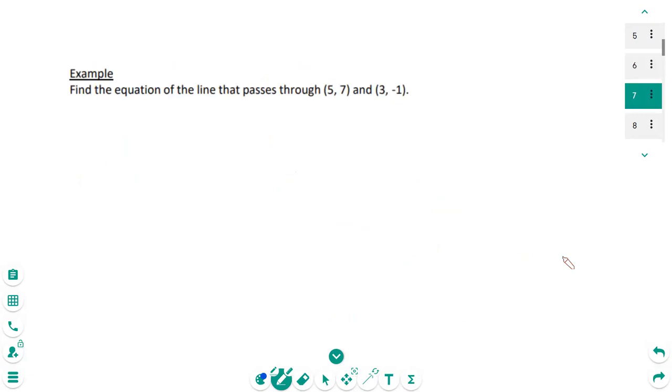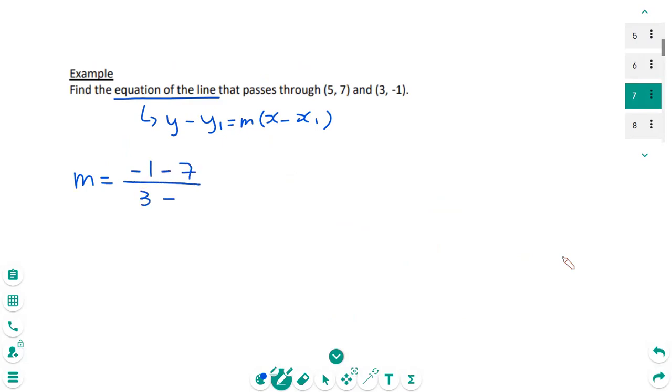Find the equation of the line that passes through (5, 7) and (3, minus 1). Finding the equation of a straight line means we're going to use y minus y1 equals m(x minus x1). We need the gradient first. The gradient equals y2 minus y1 over x2 minus x1, which equals minus 8 over 1, which is just negative 8.